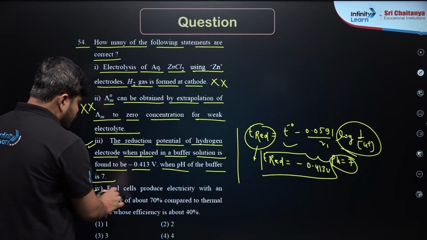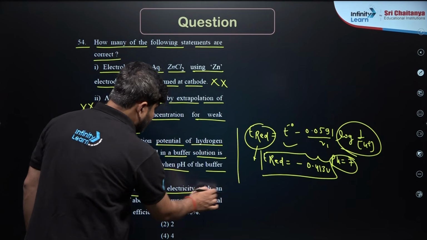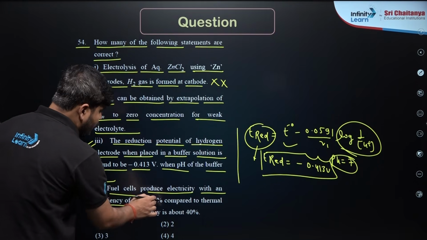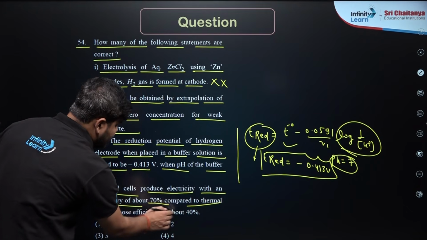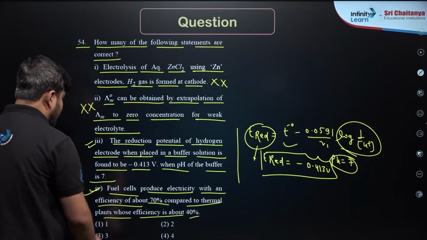And the last one: fuel cells produce electricity with an efficiency of about 70% compared to a thermal plant whose efficiency is about 40%. This statement is also correct only, okay.